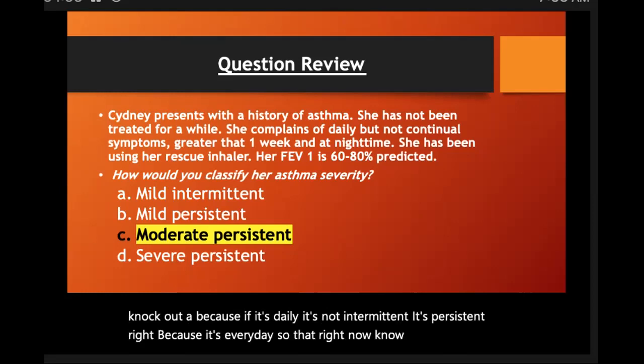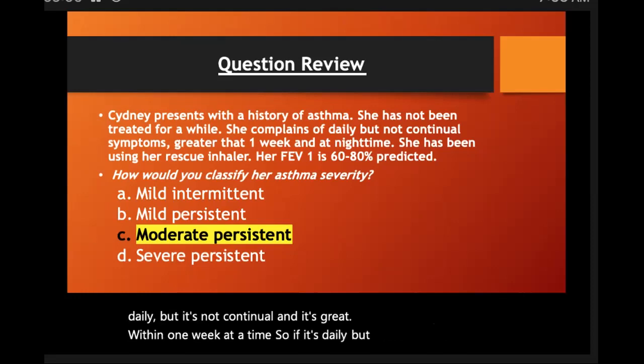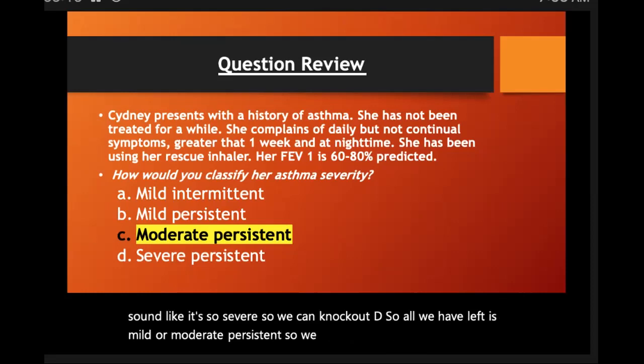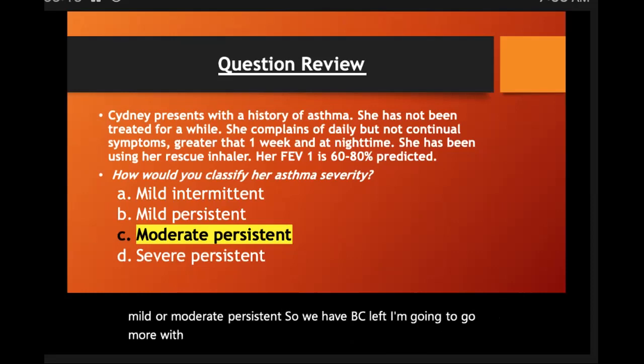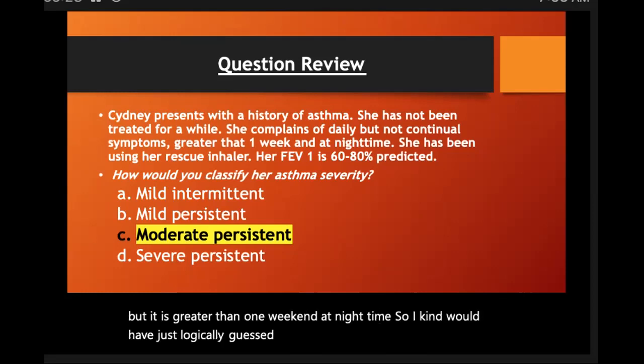So that leaves me with 3 answers. So it's daily, but it's not continual, and it's greater than 1 week at a time. So if it's daily but not continual, it doesn't sound like it's so severe, so we can knock out D. So all we have left is mild or moderate persistent. So we have B and C left. I'm gonna go more with moderate, because she says it's daily, but it's not continual, but it is greater than 1 week and at nighttime. So I kind of would have just logically guessed this is a moderate level.